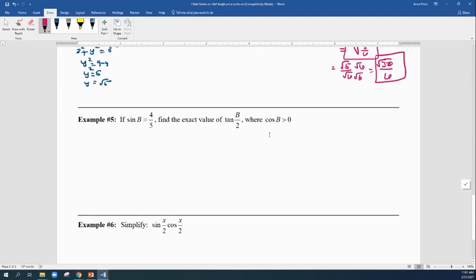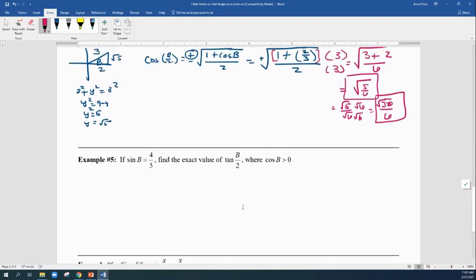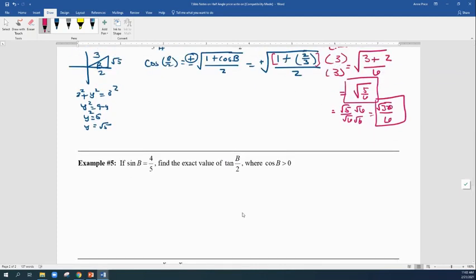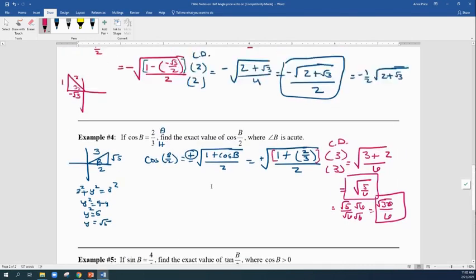All right, last two examples with that. Let's stay on example 5 for now. Here, sine of b is 4/5. Find the exact value of tangent of b over 2, where cosine of b is greater than 0. So we haven't done too much with tangent yet. Okay, so let's go ahead and take a look at our tangent formulas. Here we're given sine of b, and we're asked to work with that.